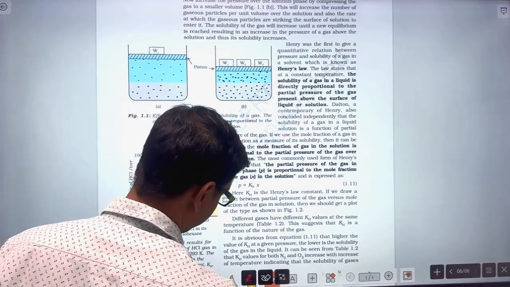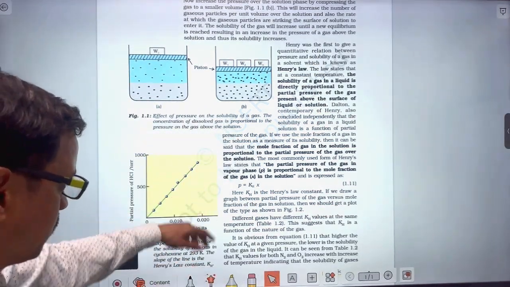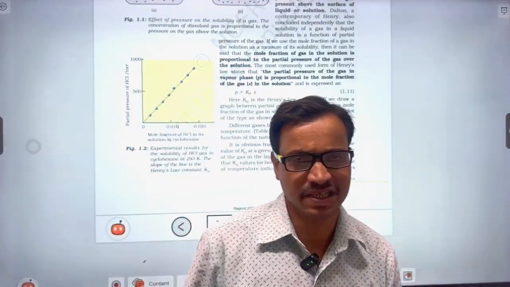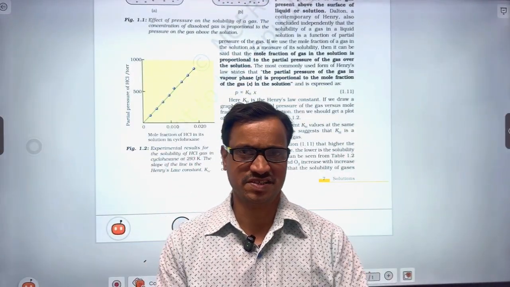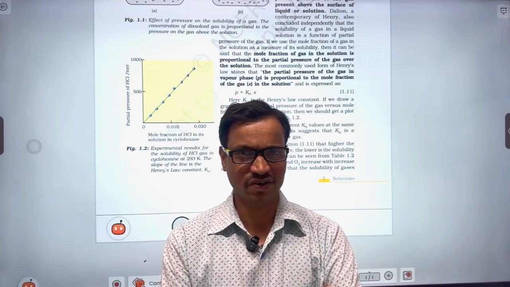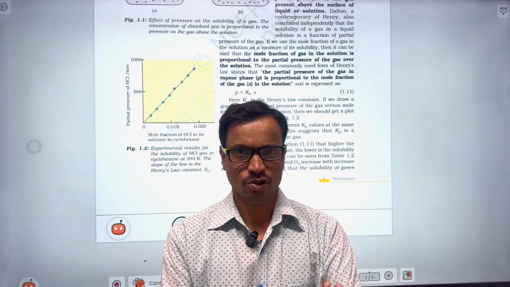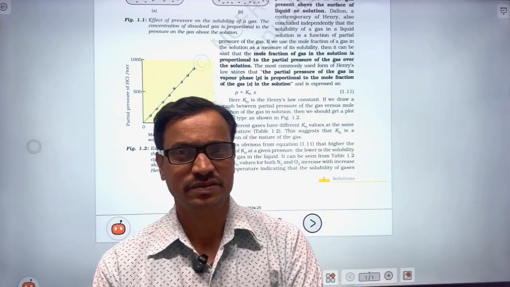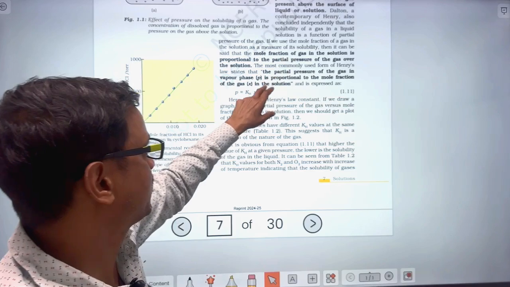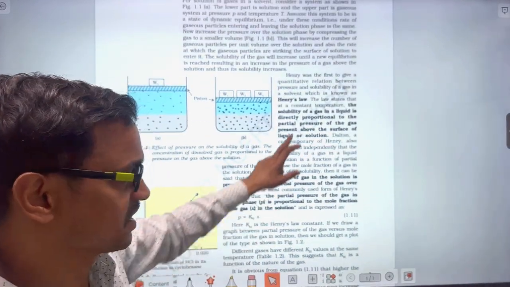That was about Henry's law. Usually in the 12th board examination, the question asks to state Henry's law, and that is for 2 marks. How will you have to write to get 2 marks? First of all, you will have to write what Henry's law actually states.